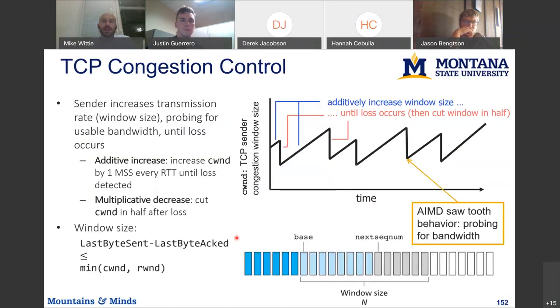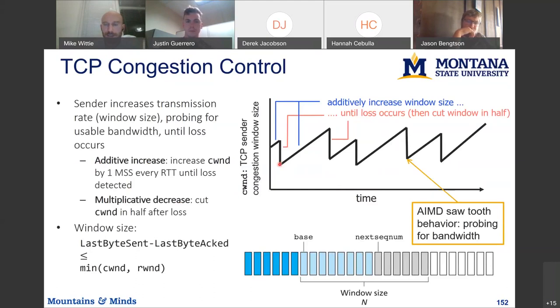All right. So when we talk about TCP congestion control, there's a few slides and they get more and more detailed as we go on. So the basic principle is additive increase and multiplicative decrease, right?